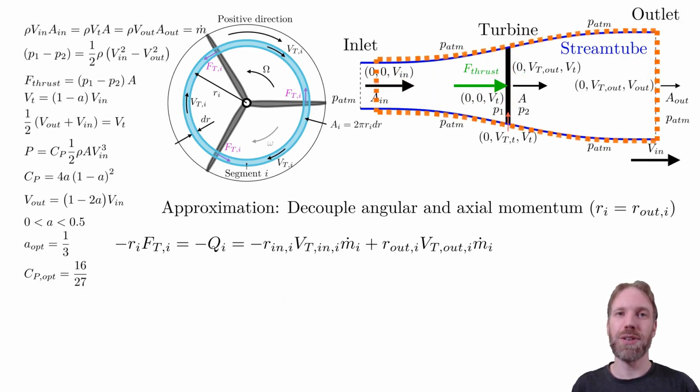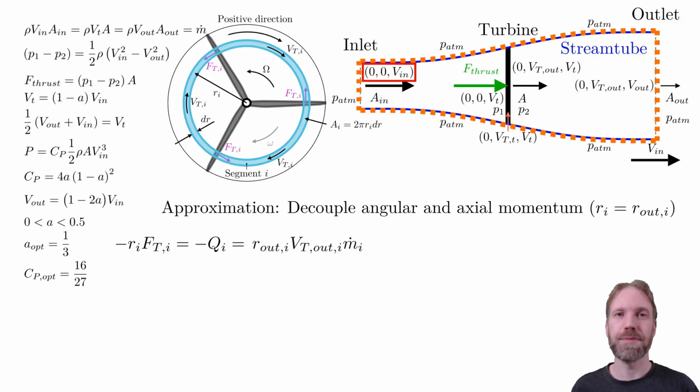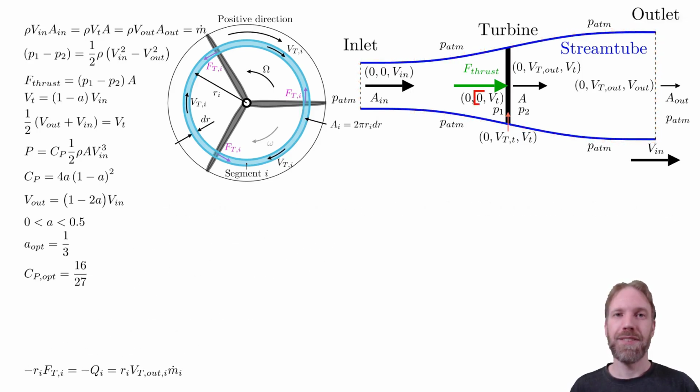Let's go back to the full control volume with the turbine inside. We know that the tangential velocity at the inlet is 0, so this term can be removed. Replace the outlet radius with the turbine radius according to our approximation. We see that we have a jump in tangential velocity over the turbine. The remaining velocity is the velocity inside the turbine disk. If we only care about maximum power coefficient, we can ignore this one.